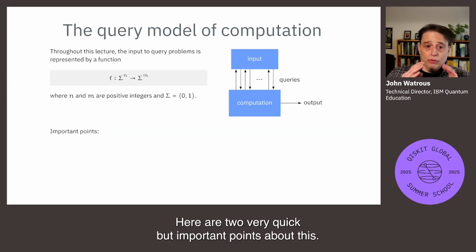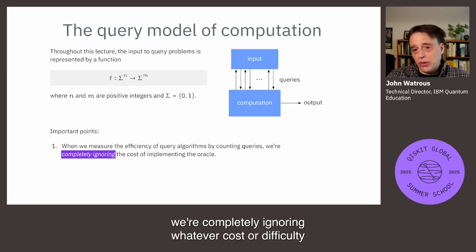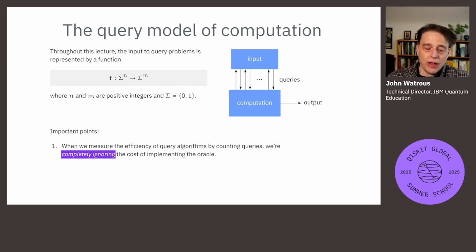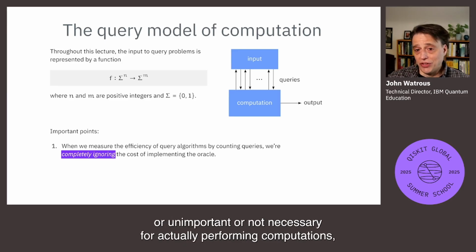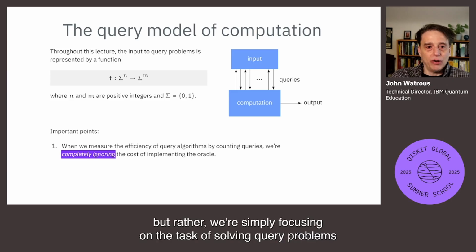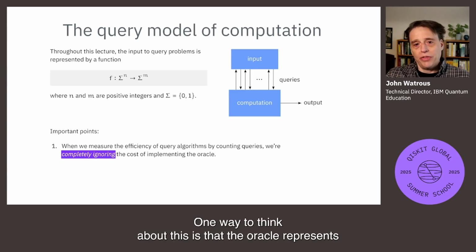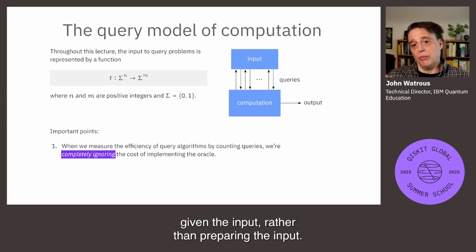Here are two very quick but important points about this. First, when we do this, meaning measuring efficiency by counting queries, we're completely ignoring whatever cost or difficulty is associated with implementing the oracle. This doesn't mean that implementing the oracle is somehow trivial or unimportant or not necessary for actually performing computations, but rather we're simply focusing on the task of solving query problems given that the oracle is already available. One way to think about this is that the oracle represents the problem input, and our focus is on solving problems given the input rather than preparing the input.